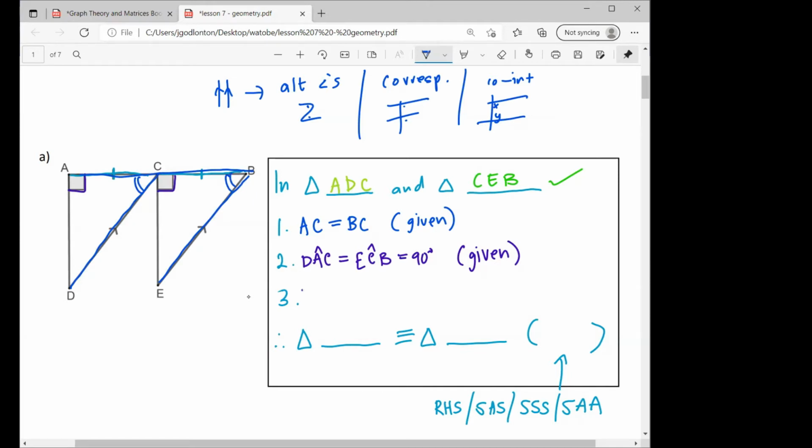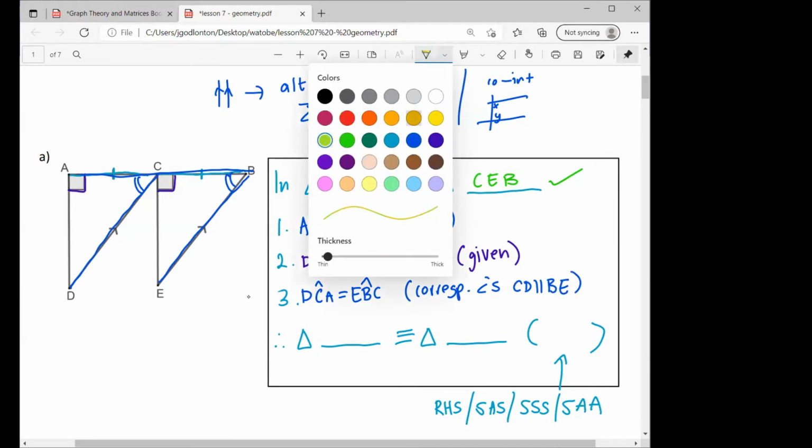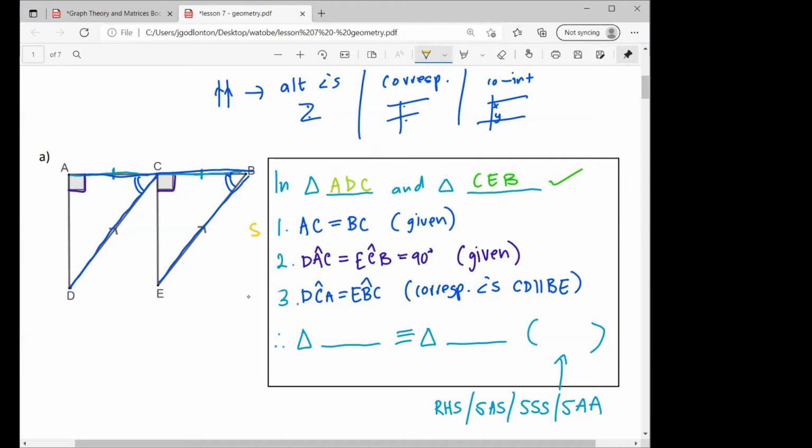So I could say angle DCA is equal to angle EBC because of corresponding angles when CD is parallel to BE. So these are trying to bring in the things that we've learned in our previous lessons. And now we need to go back and say, well, which reason is this? This is a side, this is an angle, and this is an angle. And the only one it could be in that case is SAA. So we're going to say, therefore, triangle ADC is congruent to triangle CEB, side, angle, angle. And that would bring us to the end of this question.